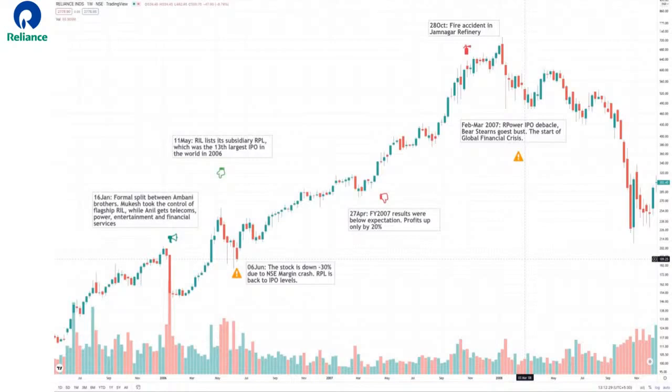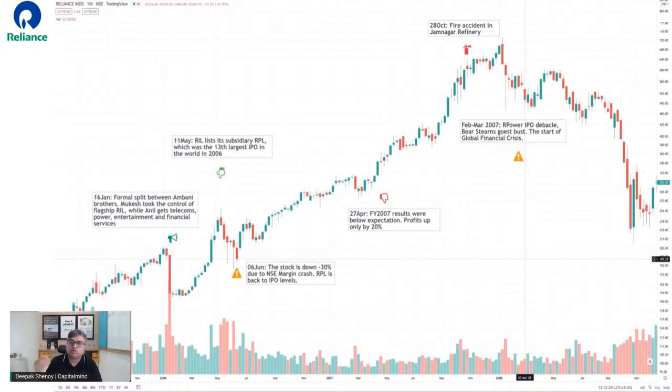But the RPL IPO was a massive event in the sense it was so big that it brought the market down by 30%. Large IPOs tend to create liquidity issues in markets. We've seen this in the recent IPOs that happened in November. Since then, the market's been not so kind. But overall, at that time, the markets fell 30%. So the Reliance stock also fell 30% since.